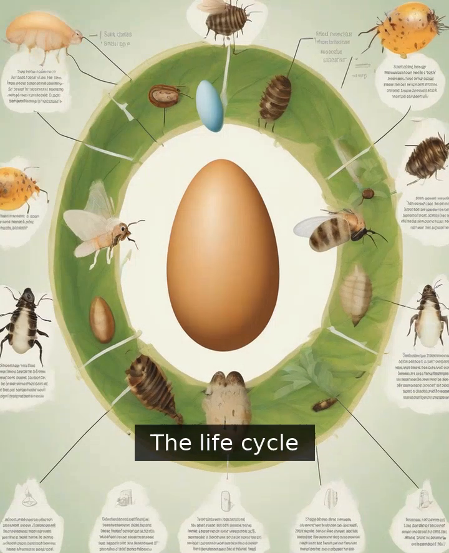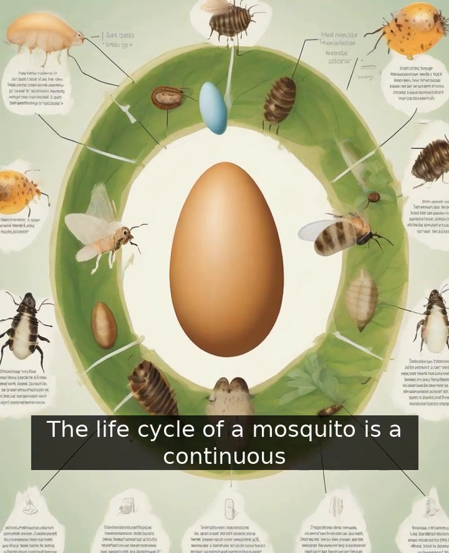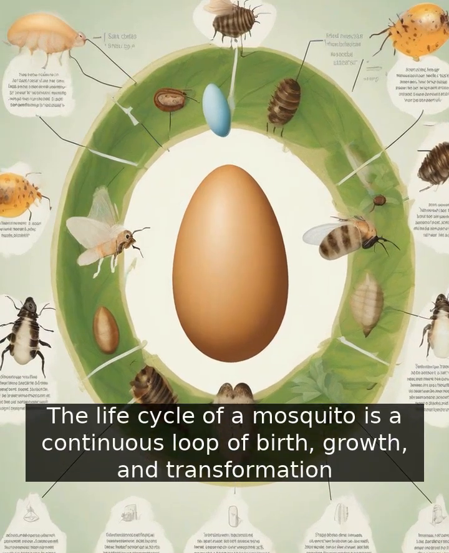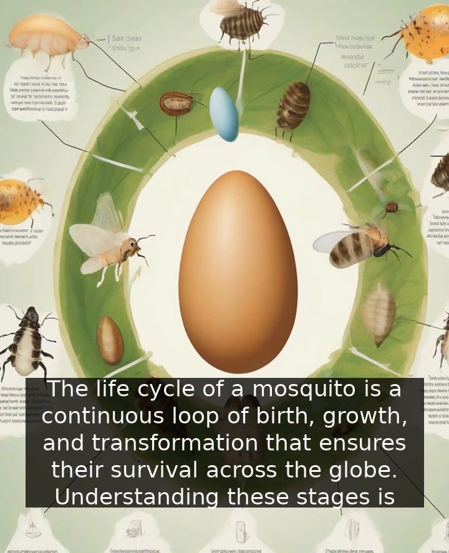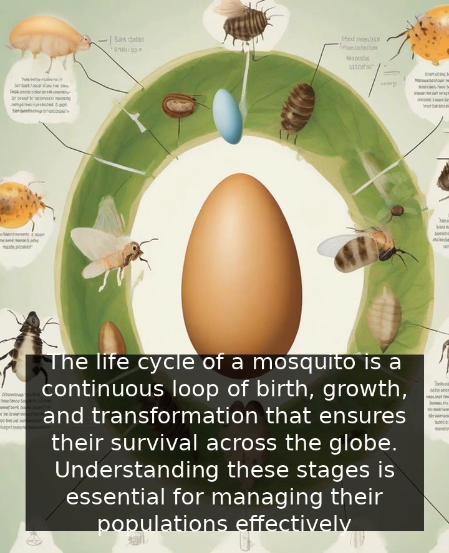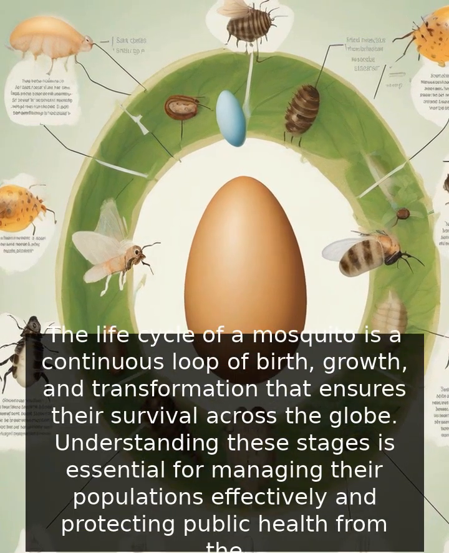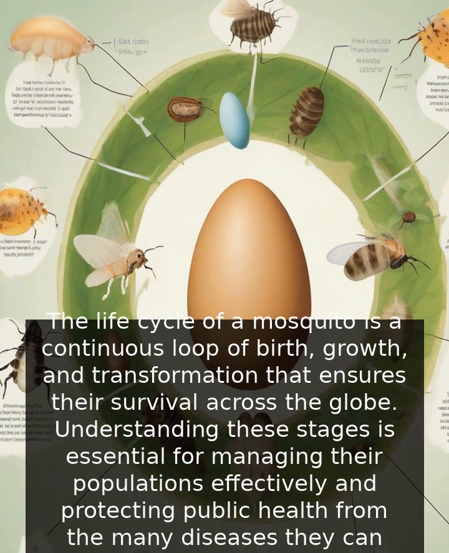The life cycle of a mosquito is a continuous loop of birth, growth, and transformation that ensures their survival across the globe. Understanding these stages is essential for managing their populations effectively and protecting public health from the many diseases they can potentially carry and spread to humans.